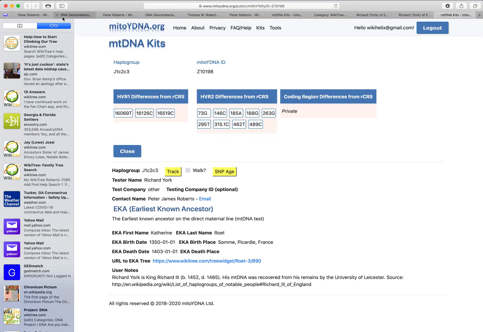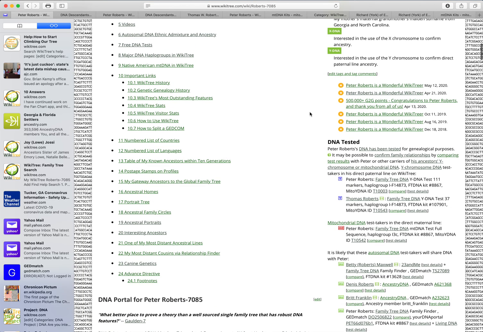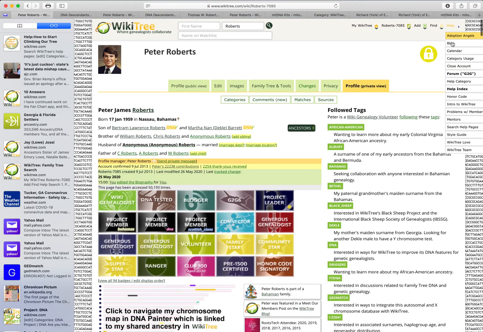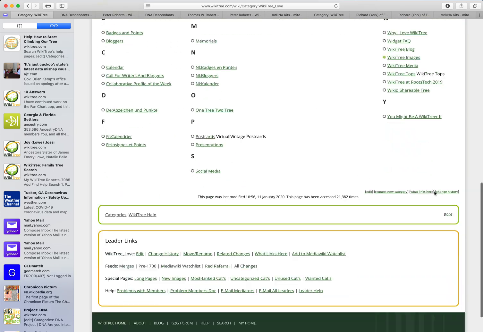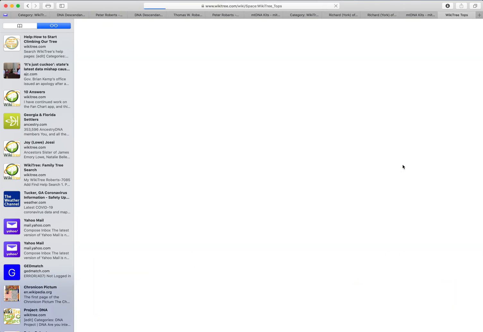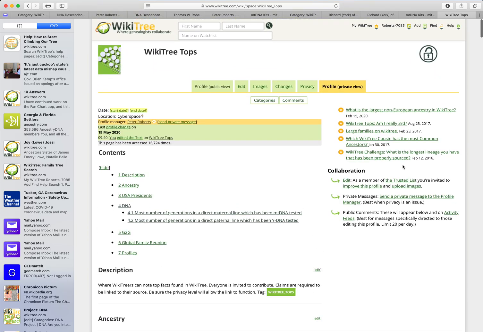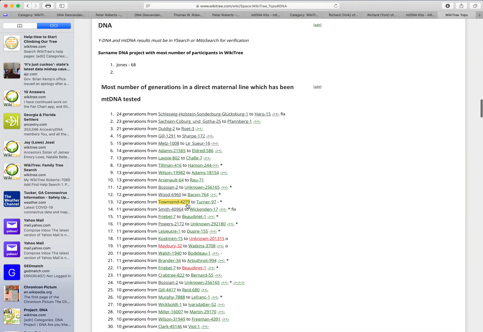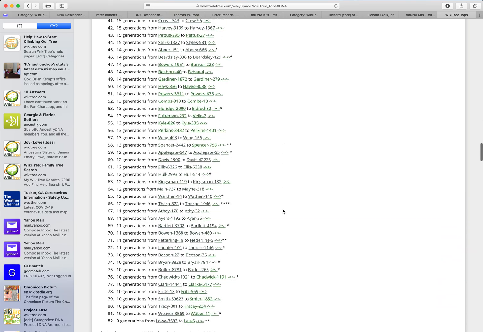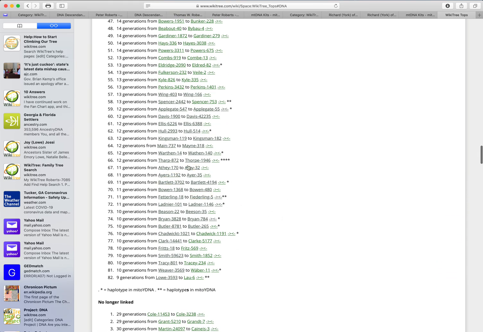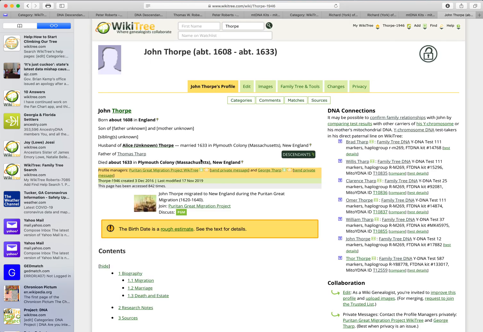Now I can also do a comparison of different people. We'll go back to WikiTree Love, and then go back to WikiTree Tops, and then go to DNA, and there is one group that has the Thorpe group. They have 4 different Thorpes that have taken a Y-DNA test. Well, actually there's 7, but 4 of them are in mitoYDNA.